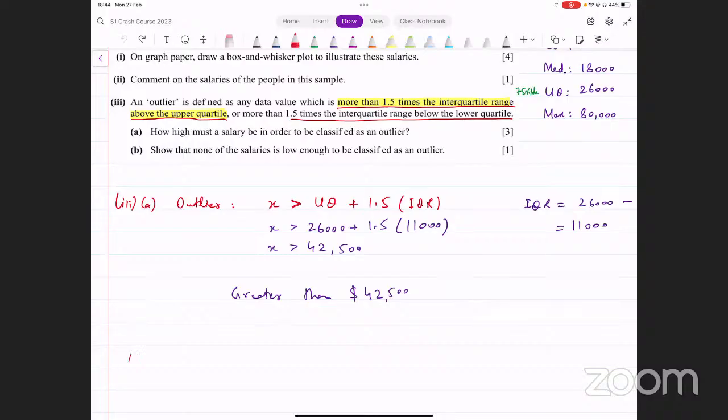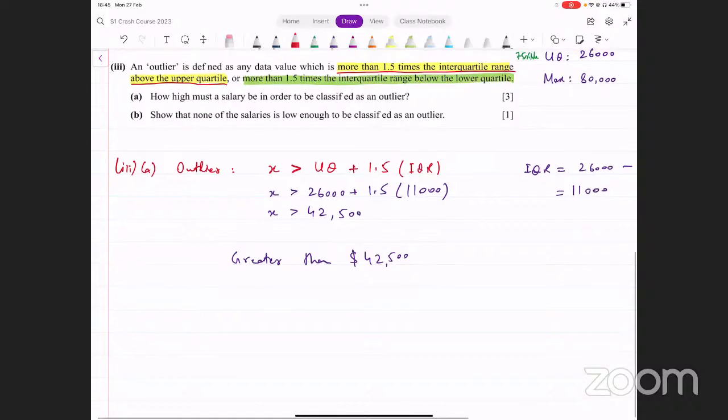Now, what about the other side? In part B, they've asked about what happens on the lower side. It says, show that none of the salaries is low enough to be classified as an outlier. So what's the condition on the other side here? A salary could also be an outlier if it's more than 1.5 times the interquartile range below the lower quartile.